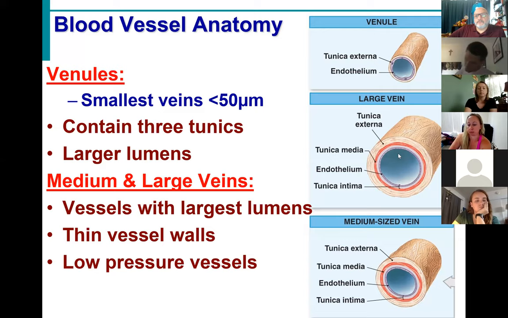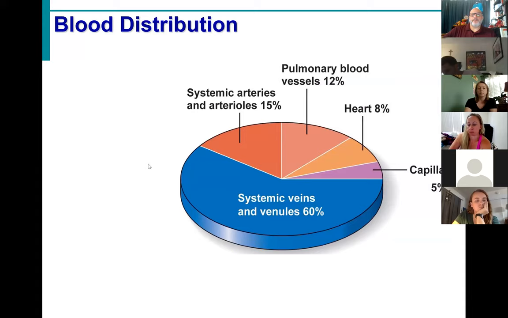All right, excellent. So let's talk about blood distribution. As we talked about, blood is constantly being circulated throughout the body. But as we talked about, the pressures that are driving it are very, very different. And we see that difference in where the blood is located. Notice, again, because of the small size of the heart, only about 8% of our total blood volume is in the heart at any one time.